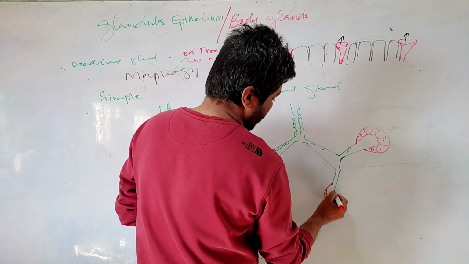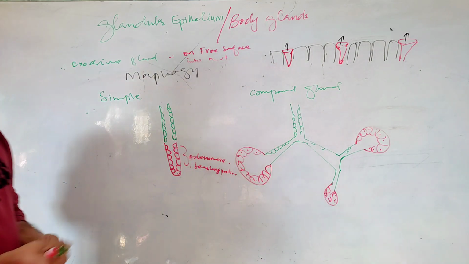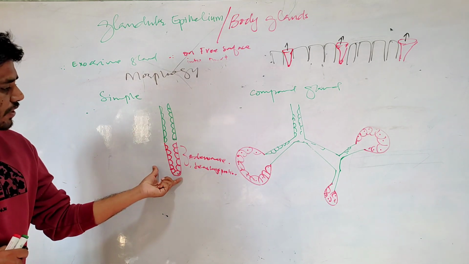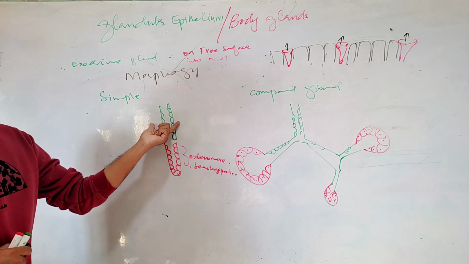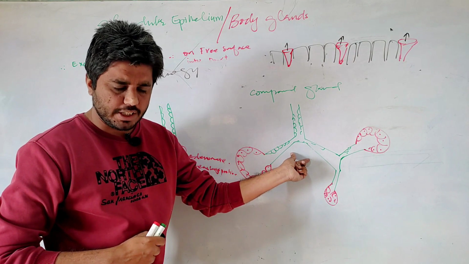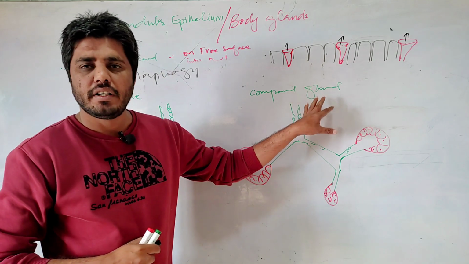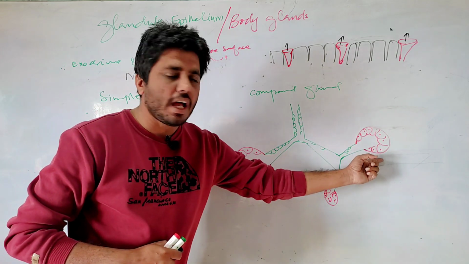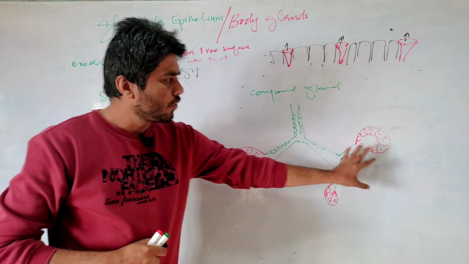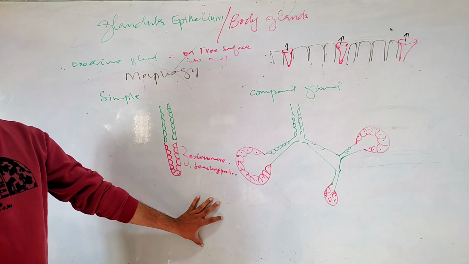This is a simple gland secretory portion; the tube is simple, a single duct. If the duct is branched, this will be known as a compound gland. This is the alveolus, adenomere, you can call it anything. This is a secretory part of the gland. So this is one of the major classifications on the basis of morphology.